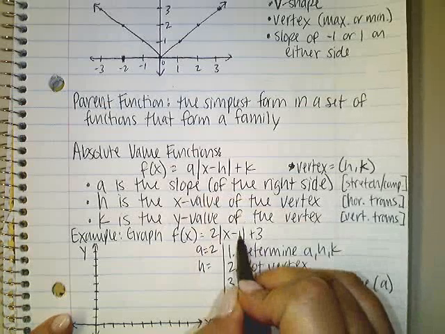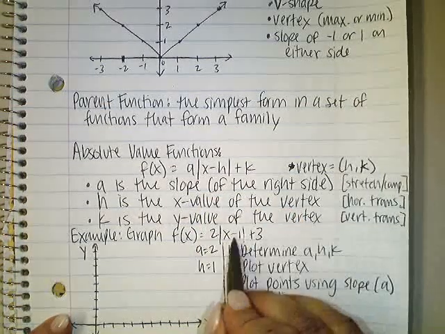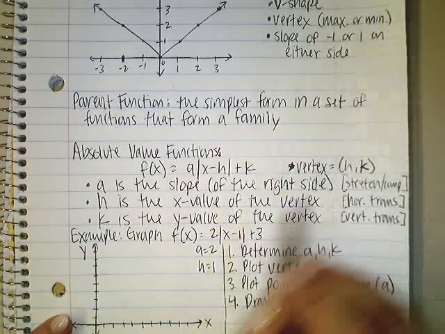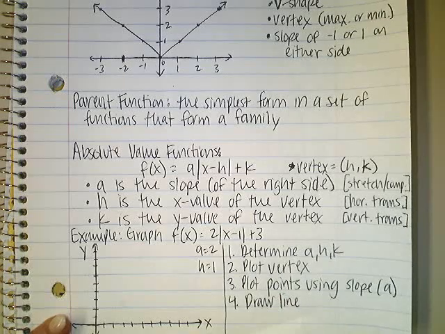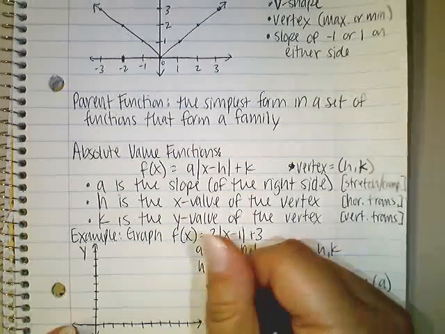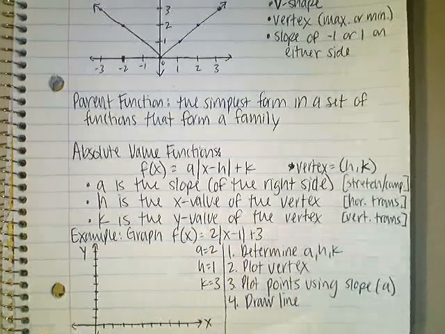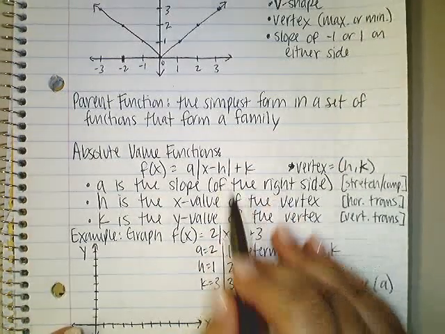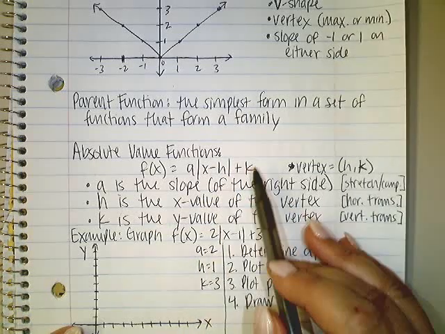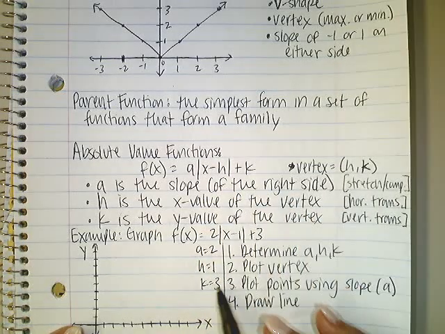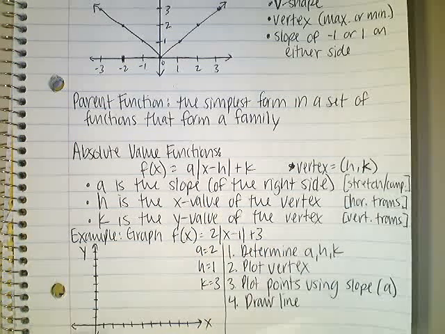H, I can see here is 1, because remember, look, it says -1, but I always do the opposite sign when I take it out or plug it in. So H is just regular +1, and K will be 3, because K is the number added or subtracted to the end. So notice H is always the number added or subtracted inside the absolute value. K is always the number outside added or subtracted. A is always multiplied. So those are some ways to make sure you're properly identifying A, H, and K.